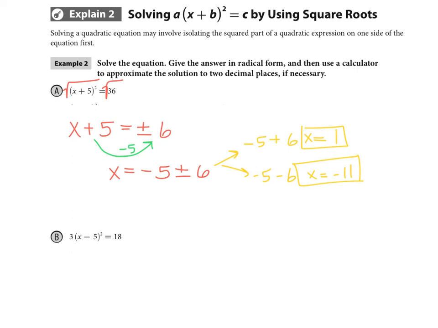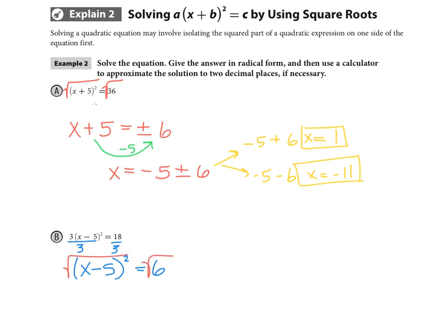All right, if we look at B, very similar. In this one, before we take the square root, we're going to have to get rid of this 3 out here, right? Because the 3 is not part of that square, so it's not going to cancel out. So I'm going to divide both sides by 3. That's going to give me x minus 5 squared equals 6. And now I'm going to do the same thing. Now that the square is by itself, I'm going to take square roots.